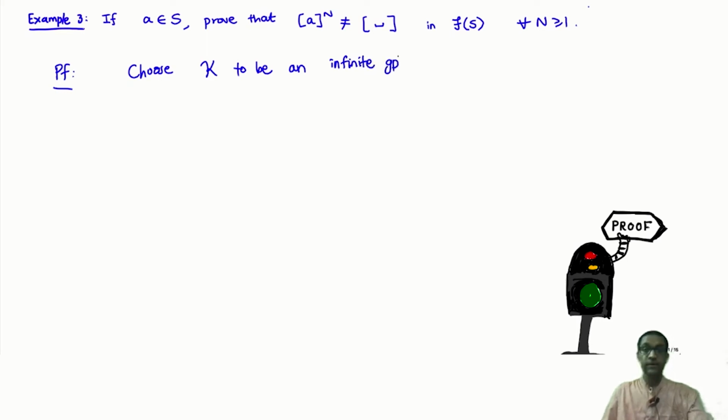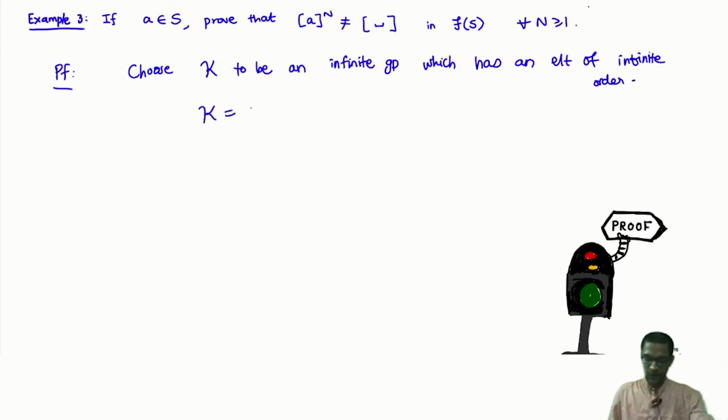Which has an element of infinite order. I mean, it can be this general if you want, but let's be very concrete here. Suppose I take K to be, so let me choose K to be the group of integers under addition, and let me take an element of infinite order in this group.